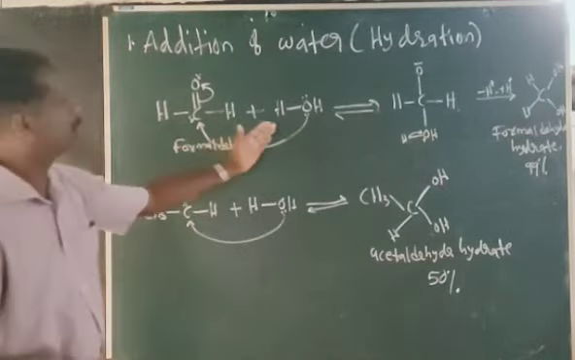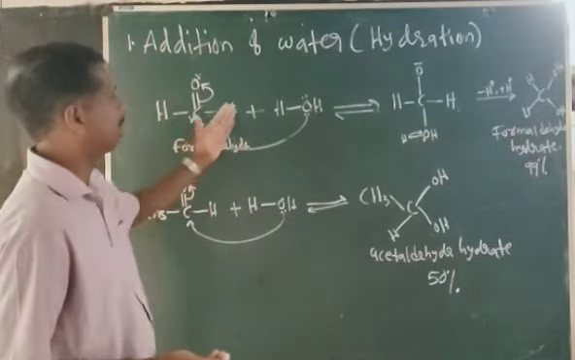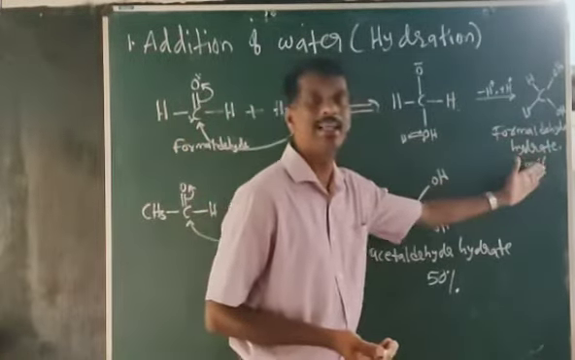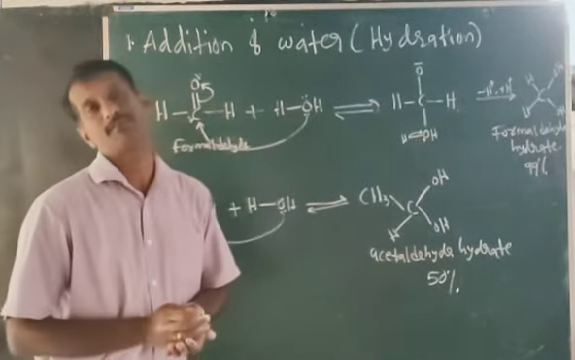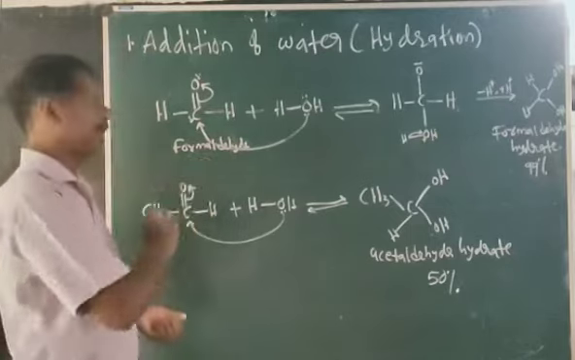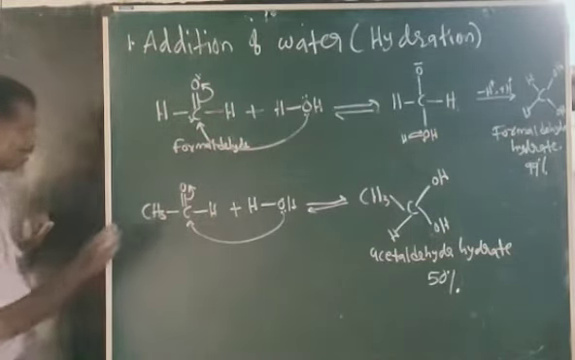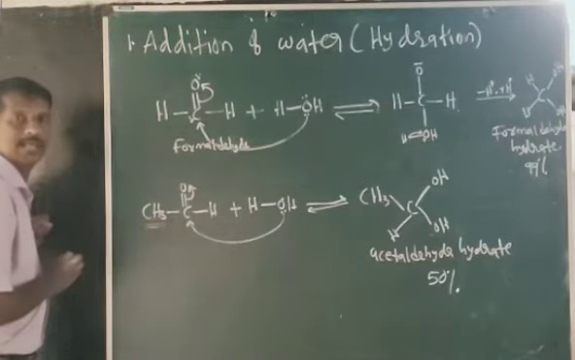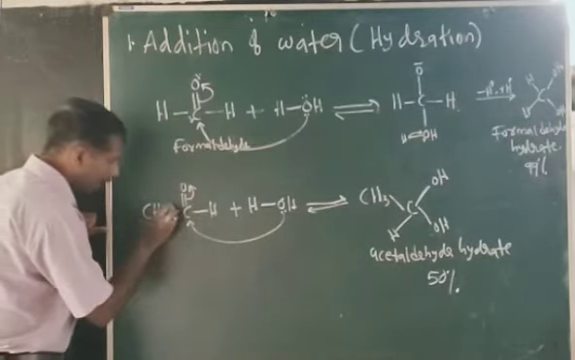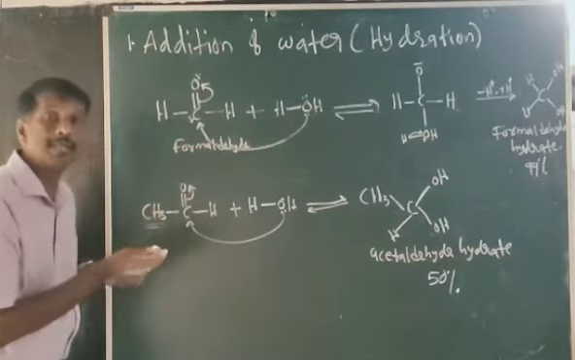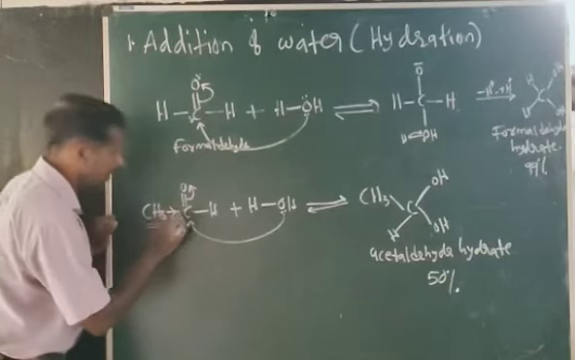Why is there a difference between formaldehyde and acetaldehyde? Formaldehyde is giving 99% yield, while acetaldehyde is giving only 50%. What is the reason for that? Look here. In the case of acetaldehyde, we can see that there is an alkyl group. And what type of group is this alkyl group? It is an electron donating group.